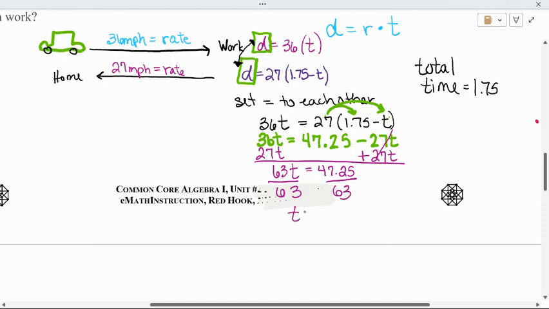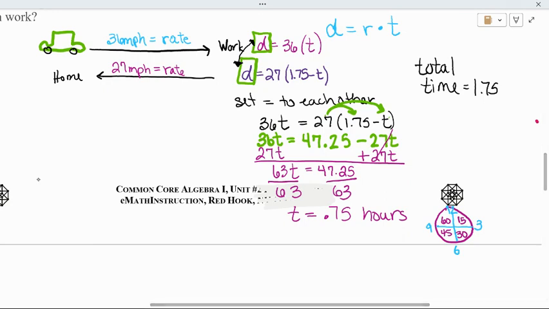And I find out that t equals 0.75 hours. I need to think about that looking at a clock. So if I were to draw a clock, and this is 12, this is 3, and this is 6, and this is 9, and I were to break my clock up into 15-minute intervals, this is 15, this is 30, this is 45, and this is 60 minutes.